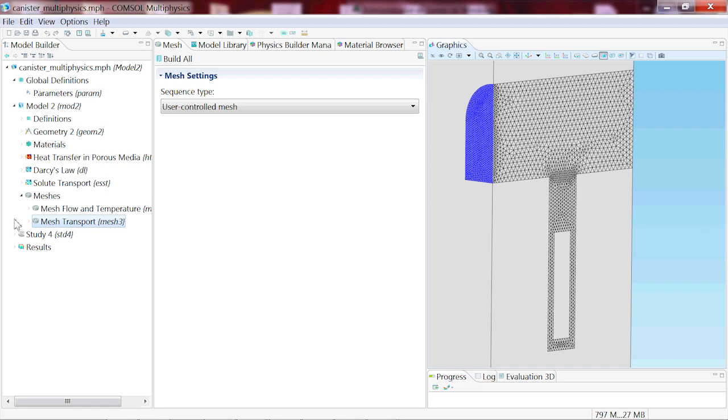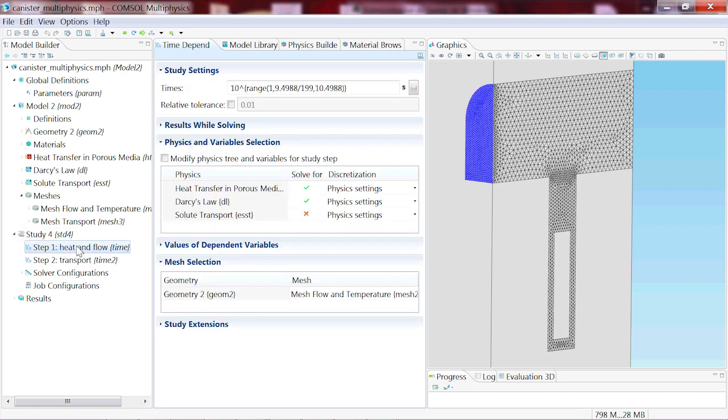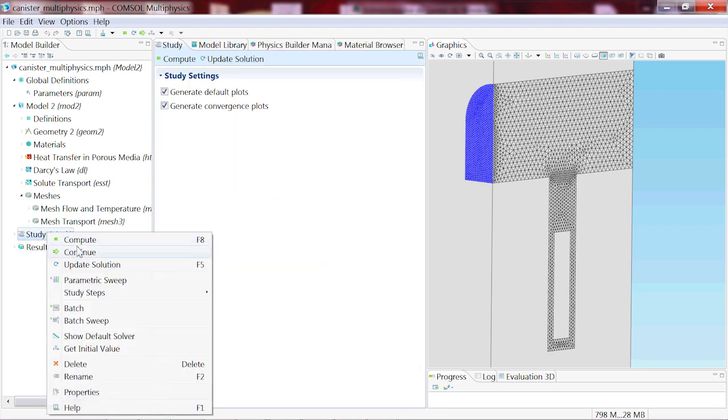About the studies, we set two different transient steps. Step 1 is for solving heat and flow, and is solved over this coarse mesh, and step 2 is for solving the transport, which is solved over the transport mesh. These two steps are required for the use of the COMSOL-PhreeqC interface. So we are done. We can solve the study and take a look at the results.